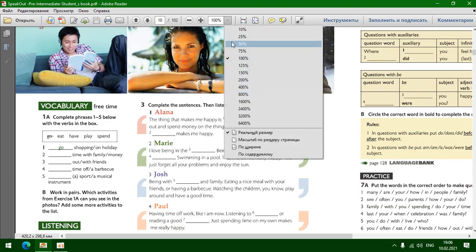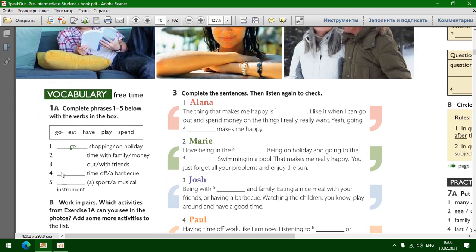Exercise number 1A, and as you can see here, we have 5 words and 5 phrases. We have to complete phrases 1 to 5 below with the verbs in the box: go, eat, have, play, spend. The first one is an example for us: go shopping, go on holiday. The second one: time with family, money.